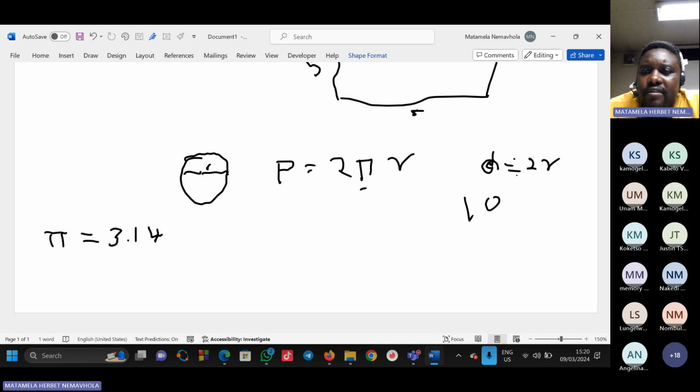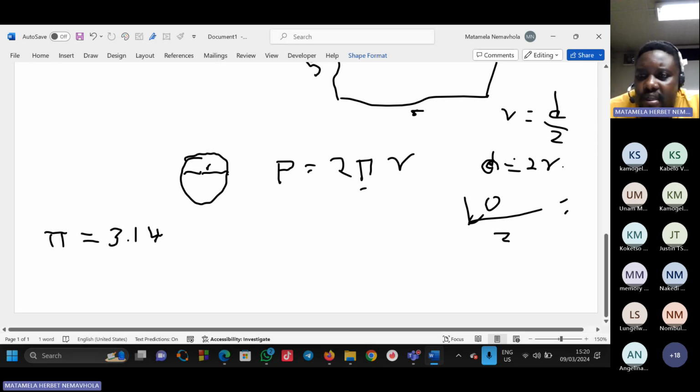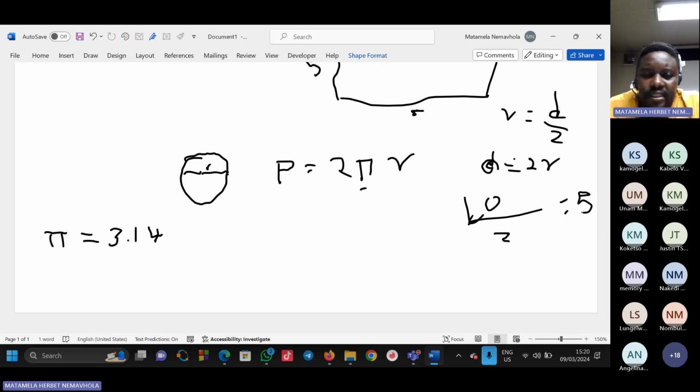So if they give you 10 as the diameter, and you want to get the radius, the radius is going to be equal to the diameter divided by 2. So you divide this 10 by 2, and you get 5. That's how to get the radius of a circle. The most important part is that when you are calculating the perimeter of a circle, you can use this formula.